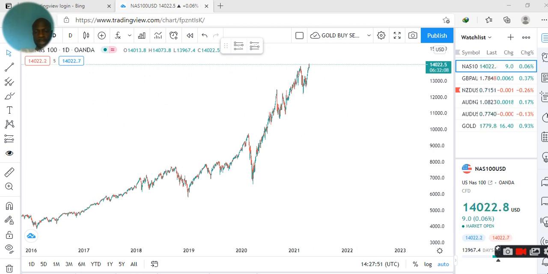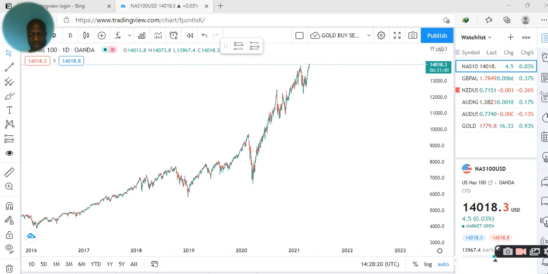So today I'm going to be looking at the NAS100. I'll be going through the process I take whenever I want to take a trade. Whenever I want to place any trade, I try to go through certain steps. I did the same thing last week, and I want to do this again. So let's go. Let's look at NAS100.